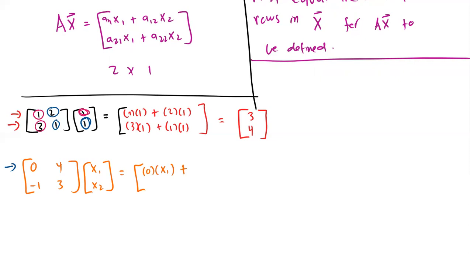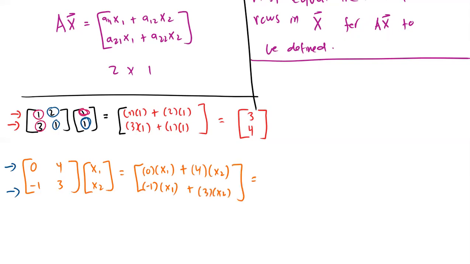Then you're going to add the product of the second entry in row 1 times the second entry in x. The second entry in row 1 is 4. The second entry in x is the variable x2. And that's the first entry in the resulting matrix. Now go to the second row. Multiply the first entry in the second row by the first entry in the vector x. First entry in the second row is negative 1. First entry in x is x sub 1, sorry. And then you're going to add the second entry in the second row, which is 3, multiplied by the second entry in x, which is x sub 2.